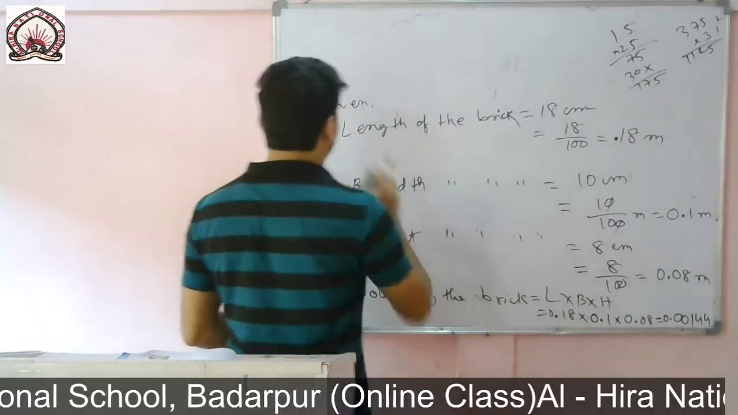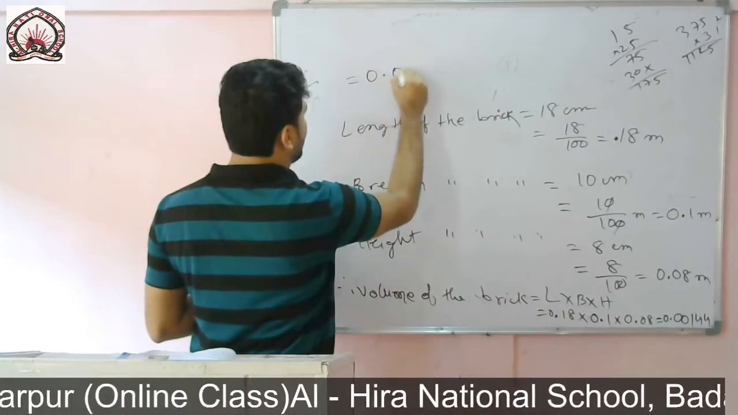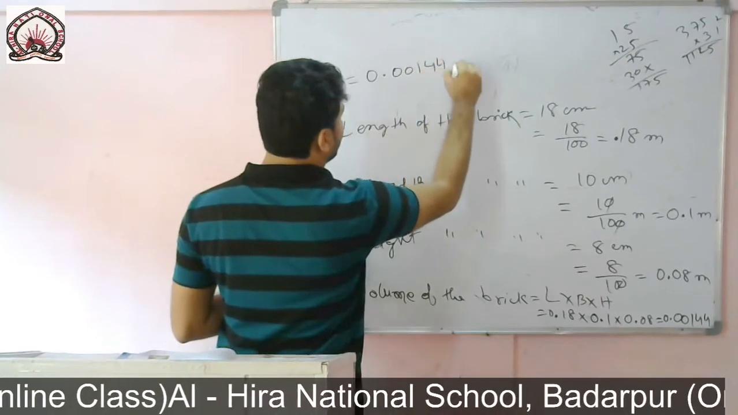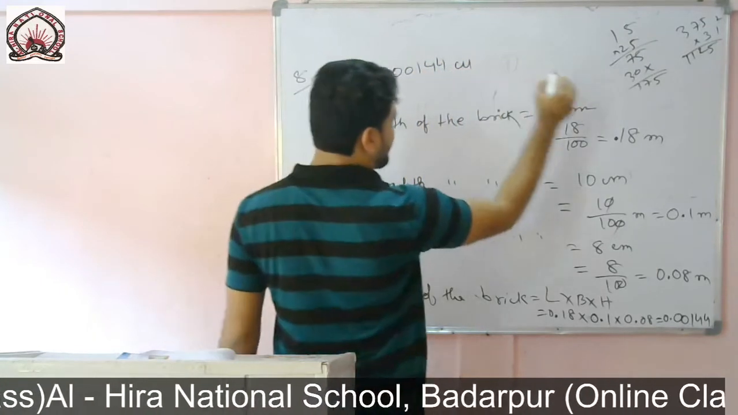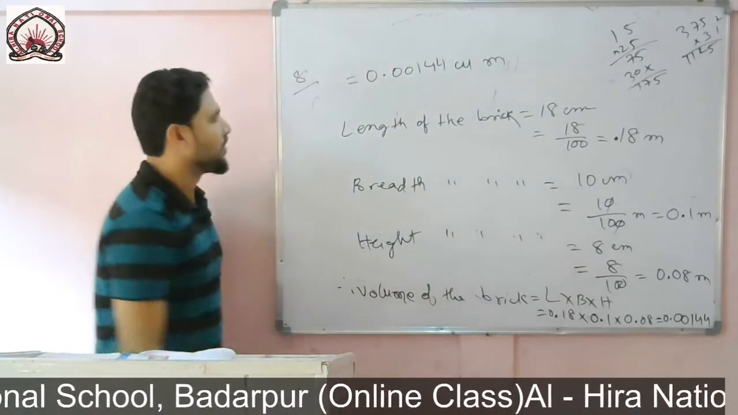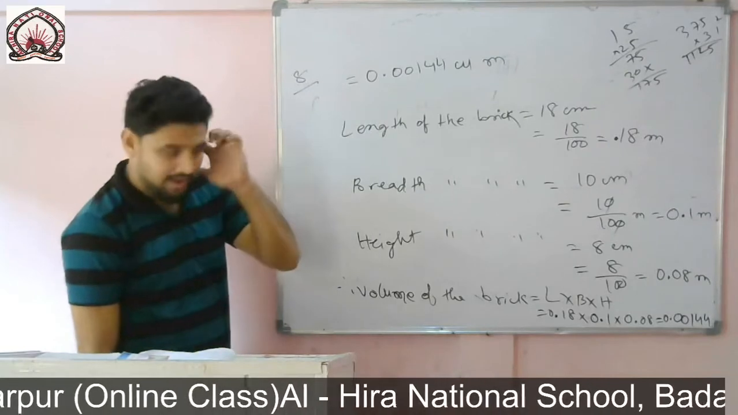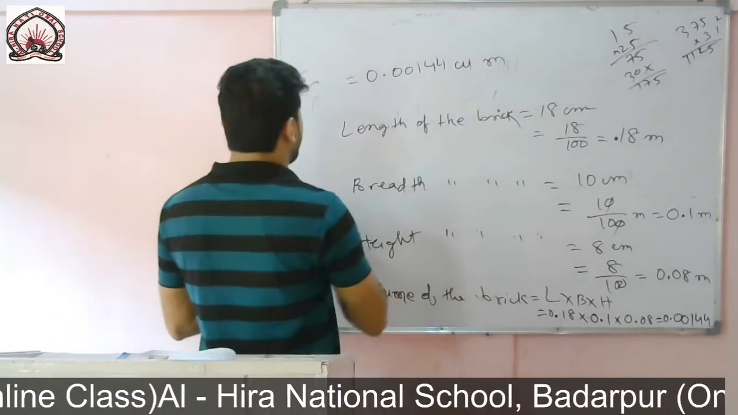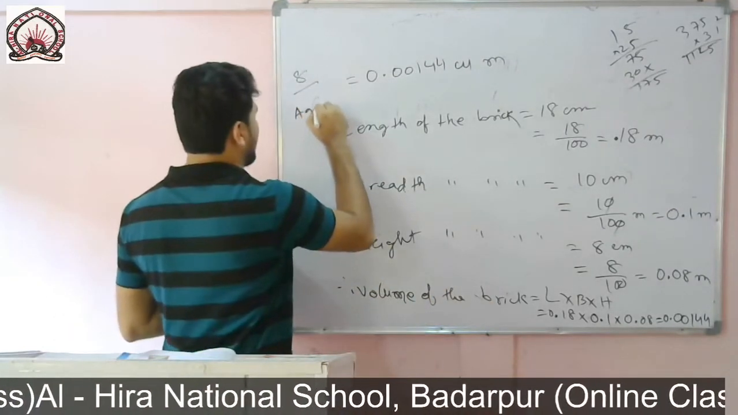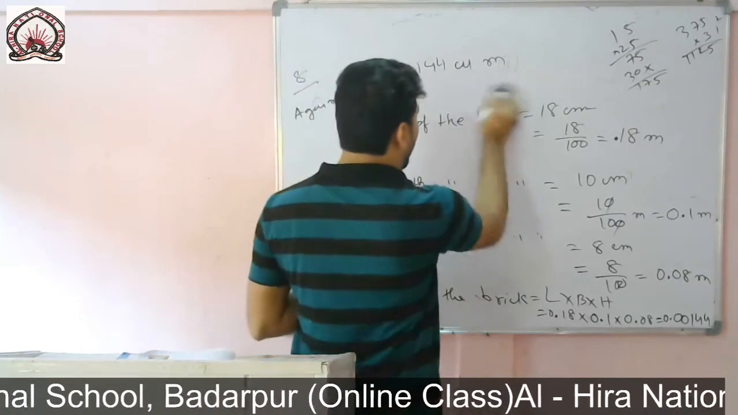You write here: 0.0144 cubic centimeter, cubic meter. Okay, we have converted to meter. Okay, cubic meter. Now you find the length of the wall. Okay, so write again, length of the wall.